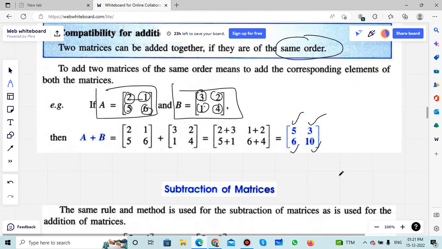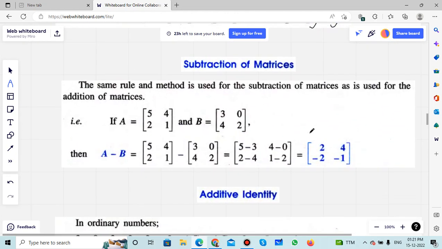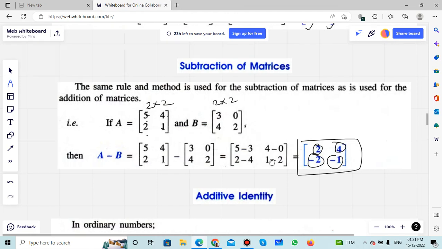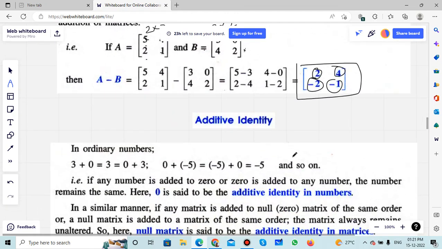Simple. Then comes subtraction. Again, this is possible only when the two matrices are of the same order. Here this is 2 by 2 and this is also 2 by 2. Then only it is possible. If it is 2 by 3 and 2 by 2, not possible. Subtract: 5 minus 3, 2. 4 minus 0, 4. 2 minus 4, minus 2. 1 minus 2, minus 1. So this is the resultant here, A minus B. Okay, clear?